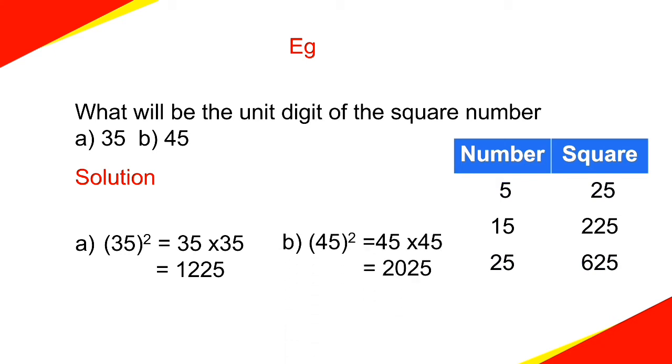Now we go to option B. 45 squared is equal to 45 into 45. What can we get? That is 2025. Instead of doing this calculation, if we remember property 6, that is, if a number has 5 in the units place, then its square ends in 5.